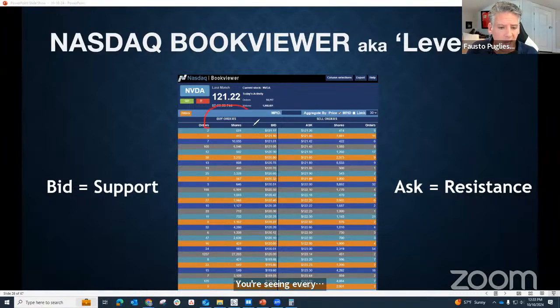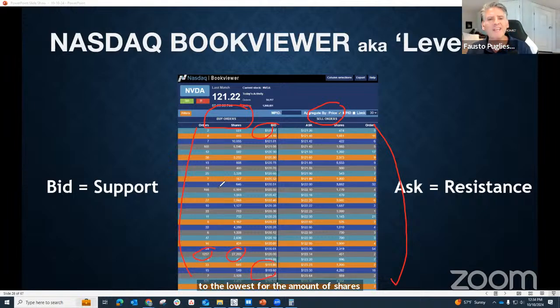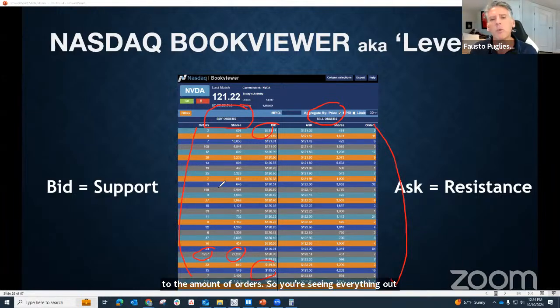You're seeing every buyer and every seller at every single price, from the highest to the lowest, for the amount of shares to the amount of orders. So you're seeing everything out there. This is basically what happened. The exchanges wanted to make everything transparent, to make it a fair market system.